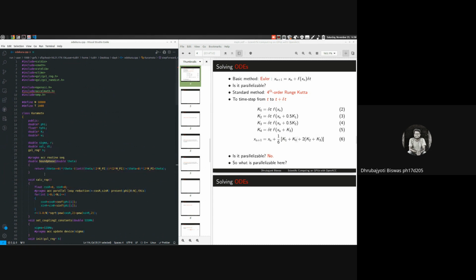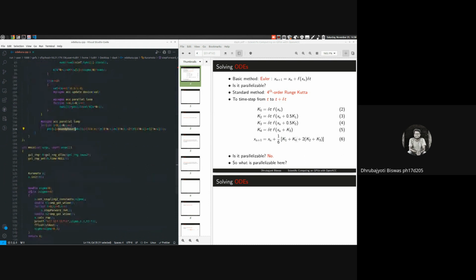Since we are on a circular ring between 0 to 2 pi, if it goes beyond 2 pi, it will circle back to 0. So that is what bound phase has implemented. That is a simple logic. If you go beyond 2 pi, you have to go to 0.